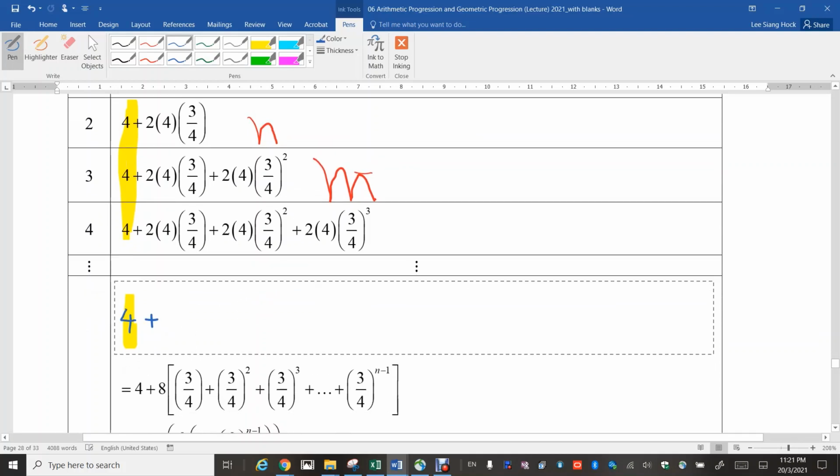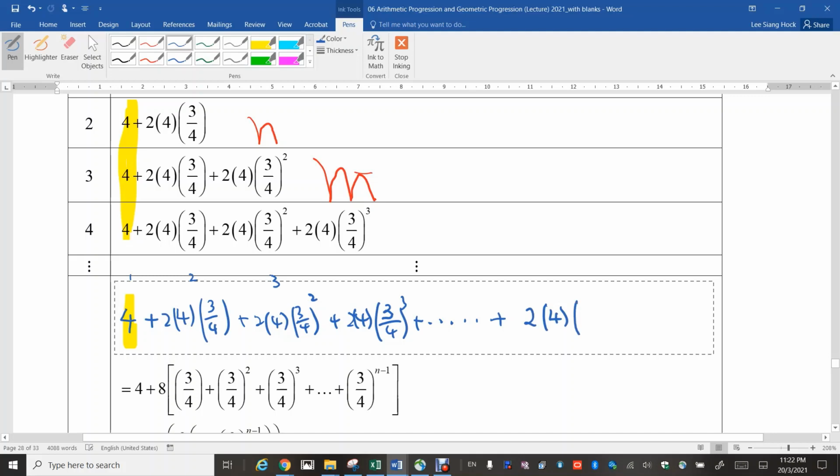So you'll have 4 plus 2 times 4 times 3/4. This is the first bounce, this is the second bounce. Then the third bounce is 2 times 4 times 3/4 squared, the fourth bounce is this, and so on. Let me write one more: 2 times 4 times 3/4 cubed. So where do I stop? We know that the last term will look like 2 times 4 times 3/4 to the power of something. How do we figure out the power?